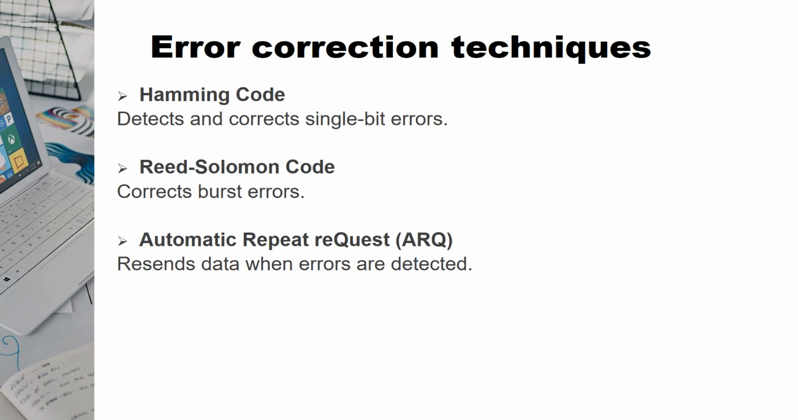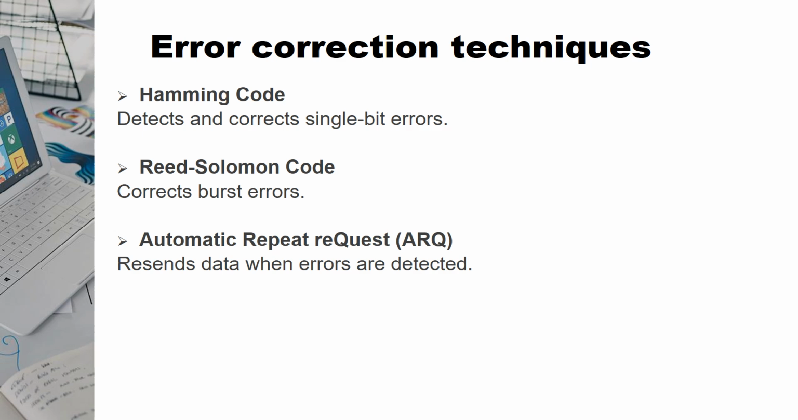We will move on to error correction techniques. So here, error correction techniques involve using algorithms to correct errors in the transmitted data. There are several error correction techniques, including Hamming codes, and this involves adding redundant bits to the transmitted data. The redundant bits are calculated based on the data bits. If an error occurs during transmission, the receiver can detect and correct the error using the redundant bits.